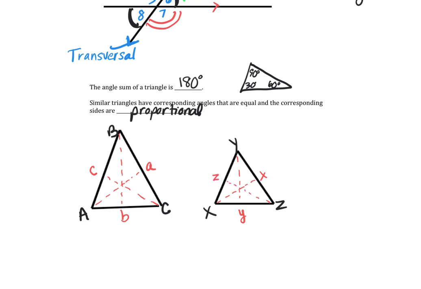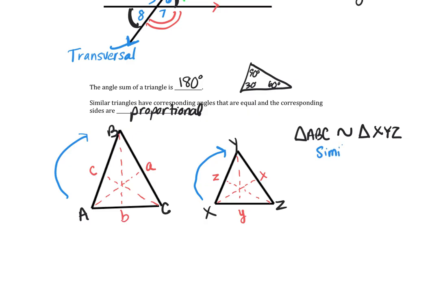Now, if we are looking at these two triangles, I could say that triangle ABC is similar to triangle XYZ. So the letters go in the correct order, and I'm going clockwise when I label their similarity statement. That's what this is called. This is called a similarity statement.